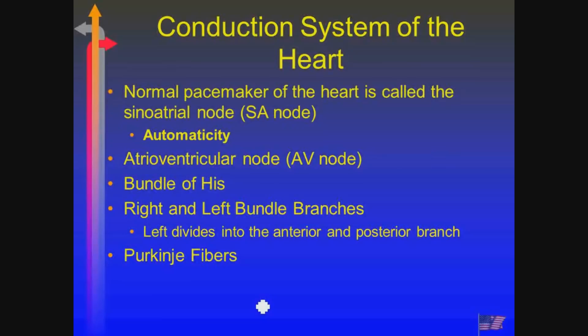The normal start of that beat originates in the sinoatrial node, or the SA node. The SA node is one of the spots within the heart that has what we call automaticity, the ability to begin firing without any other external stimulation. It's like a clock on the inside, a little timer that says, oh, time for a beat, time for a beat, and initiates that conduction through the rest of the heart.